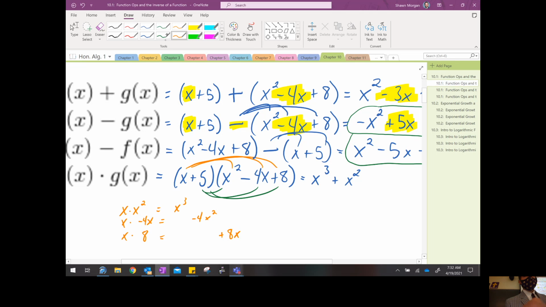And then in green, I'm going to come back and I'm going to say, oh, okay, well now I'm going to do 5 times x squared. I'm going to do 5 times negative 4x, and I'm going to do 5 times 8, okay? And what does that equal? 5x squared, negative 20x, and 40. And there are my 1, 2, 3, 4, 5, 6 products that we got.